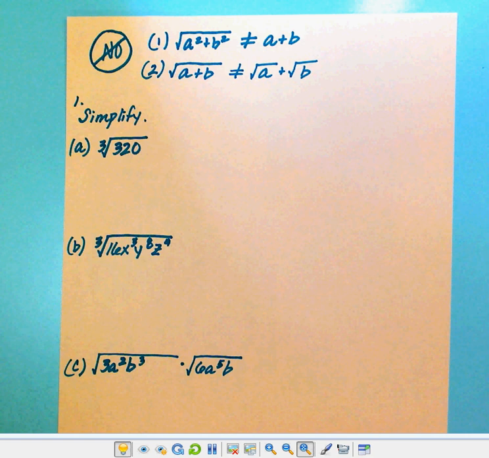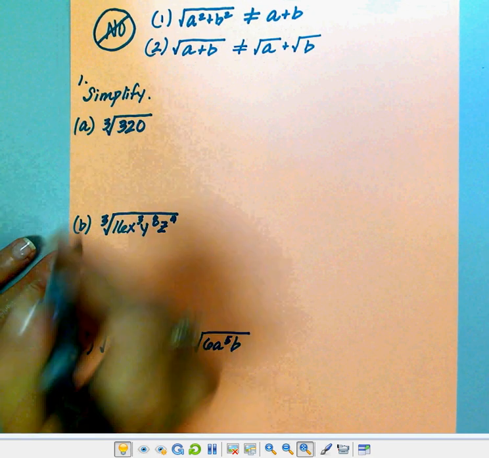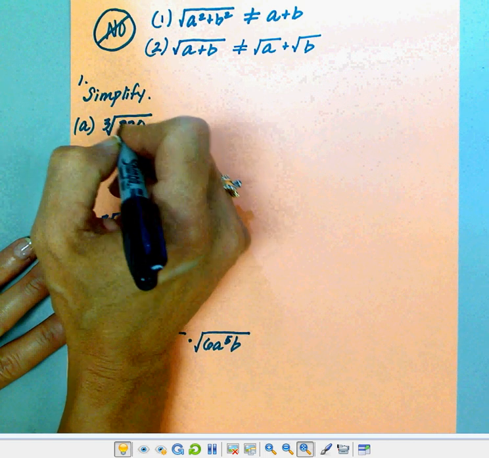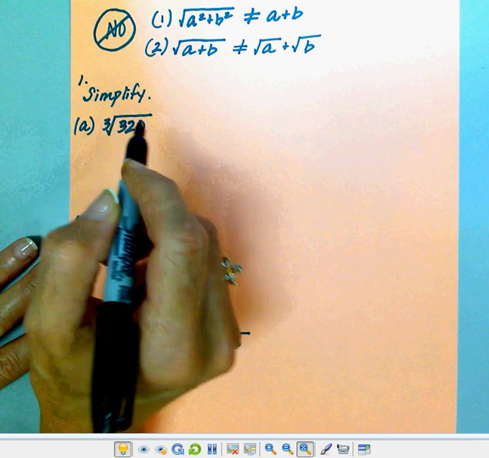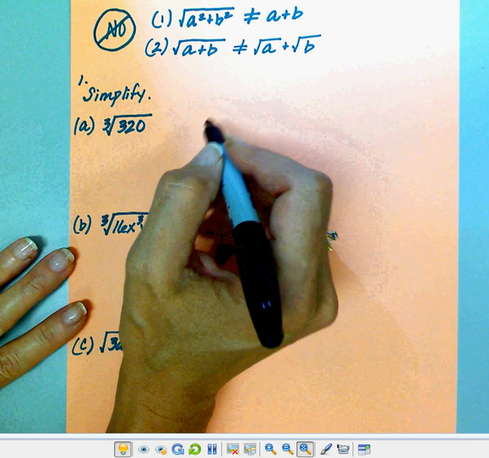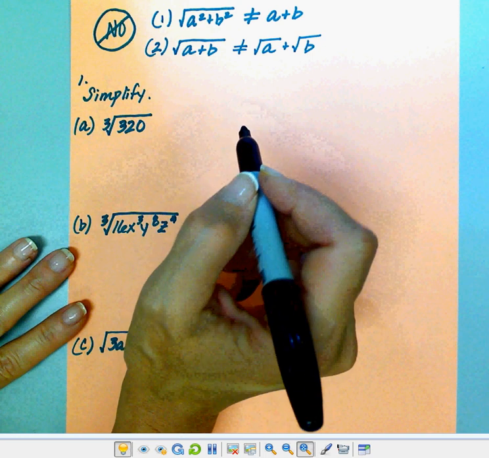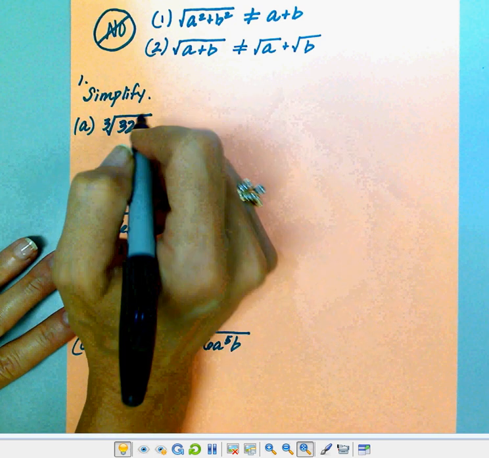Okay, my first example wants us to take the cube root of 320. So I always want to look at that index, and I want to make perfect whatever it's asking me to make perfect of. So in this case, it's asking me to make perfect cubes. So I know perfect cubes would be like 1 cubed is 1, and 2 cubed is 8, and 3 cubed is 27, and so forth. So we want to look for a perfect cube as a factor of 320.